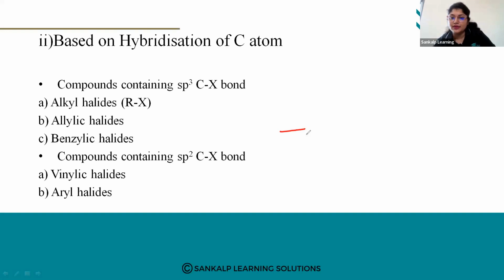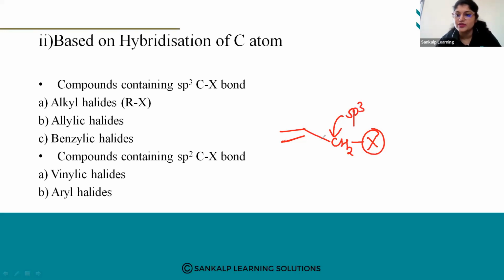So I'll give you an example. What is happening here? The halogen atom is attached to a carbon which is sp3 hybridized, right? This is sp3 hybridized because it is linked by single bonds. It is next to a carbon-carbon double bond. So this is a carbon-carbon double bond, right? So this is an allylic halide. This is the first example.